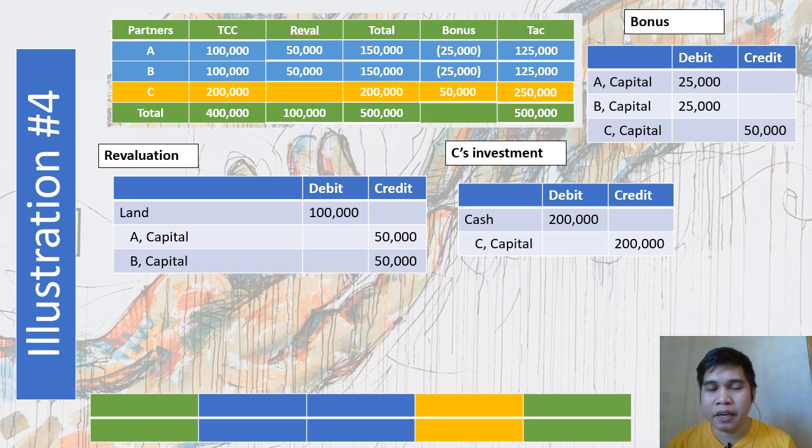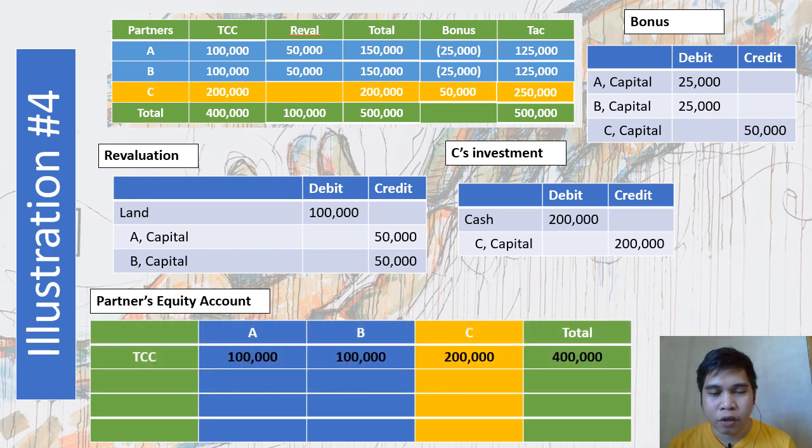So, kapag na-record na natin yung transaction, the partner's equity should look like this, di ba? So, under the partner's equity account, we have the total contributed capital on each partner. Letter A, 100,000. Partner B, 100,000. Partner C, 200,000. Yung total contributed natin is 400,000. So, per adjustment, we have the revaluation. So, kay A, madadagdagan ng 50,000. Kay B, 50,000. Kay C, wala. So, ang total revaluation natin ay 100.